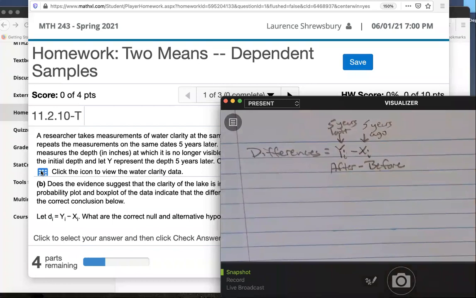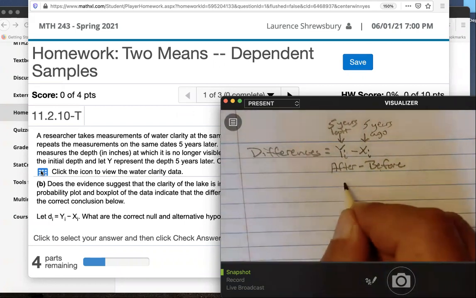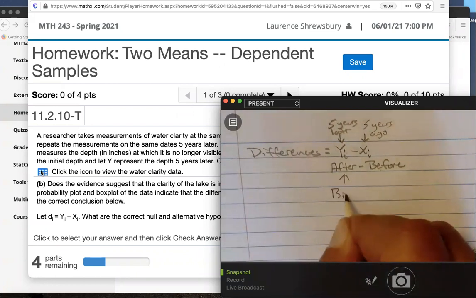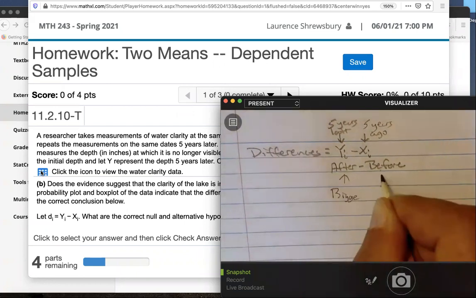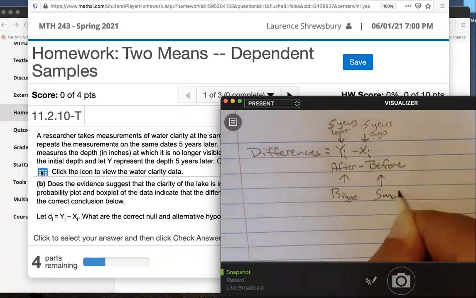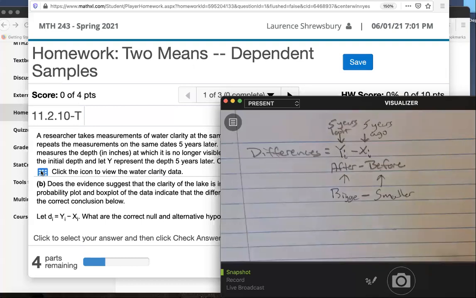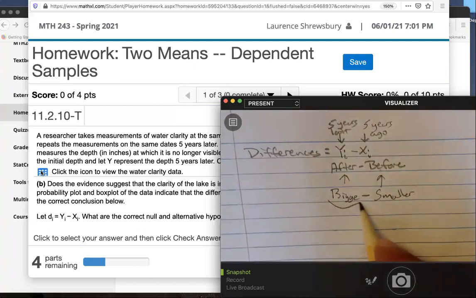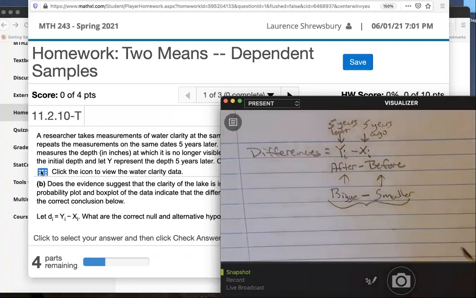Now, if the clarity on the lake is improving, which measurement is higher, this one or this one? Well, the clarity is improving. That means you can see the disc farther down. So the after measurements will be bigger. And the before will be smaller. Now, when you take a big number and subtract a smaller number, is the result a positive or a negative number? It's one or the other.